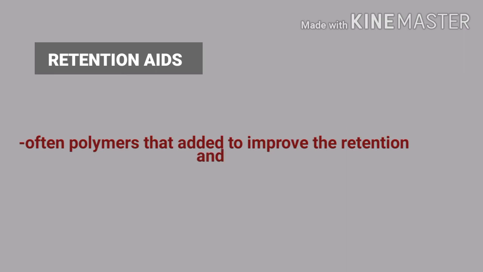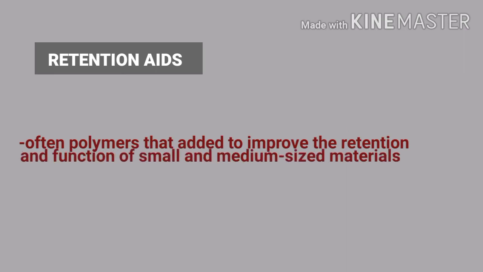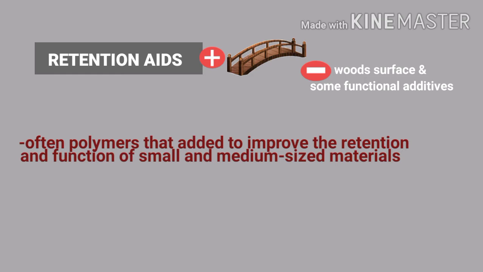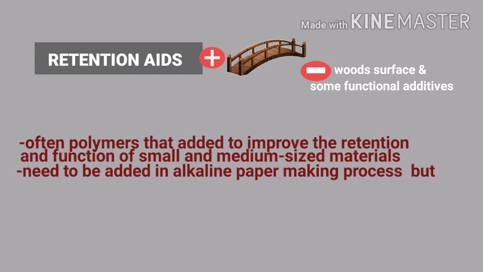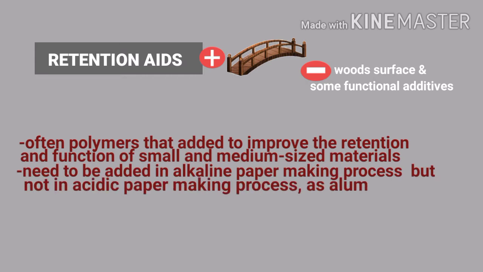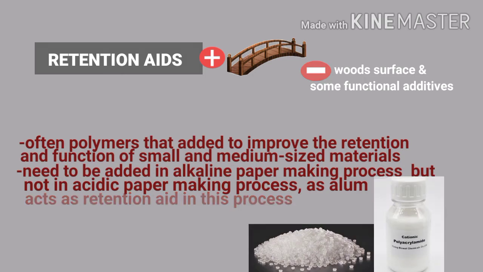Retention aids are often polymers that are added to improve the retention of small and medium-sized materials. Positively charged retention aids function as a bridge agent towards the negatively charged fiber surface and some functional additives that repel the fiber surface. Particularly, retention aids need to be added in the alkaline paper-making process but not in the acidic paper-making process, as alum acts as a retention aid in this process. Examples of retention aids are polyethylene and polyacrylamide.